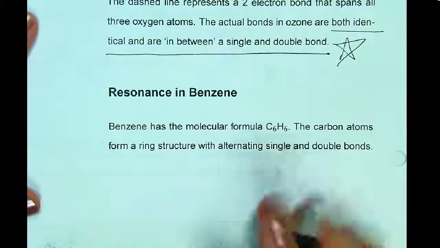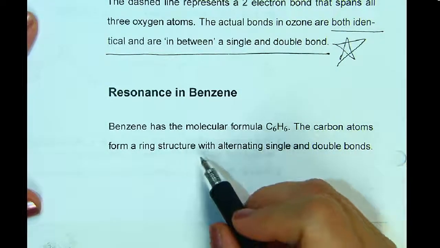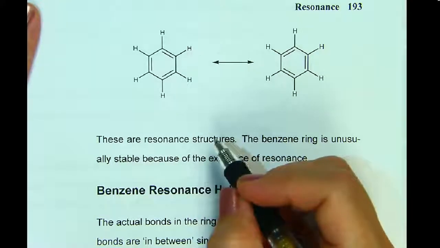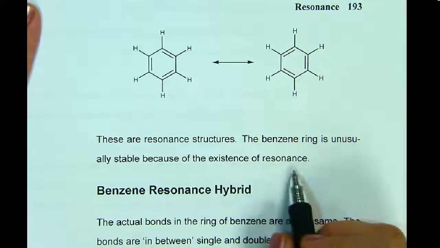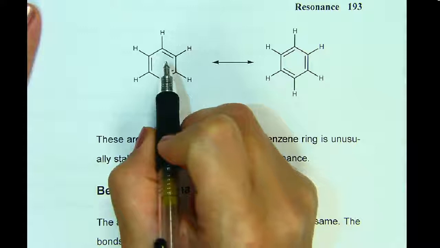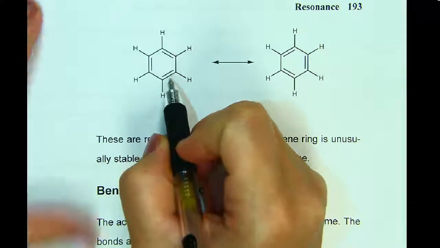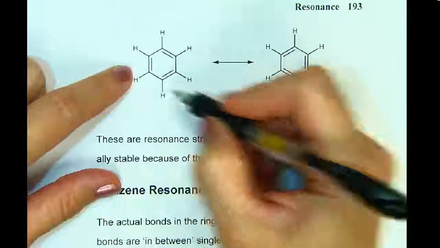Resonance in benzene. Benzene has the molecular formula C6H6. The carbon atoms form a ring structure with alternating single and double bonds. These are resonant structures. The benzene ring is unusually stable because of the existence of the resonance. So notice you have your double bonds in every other carbon here, and then instead they could be in this location, and this location, which is depicted here.